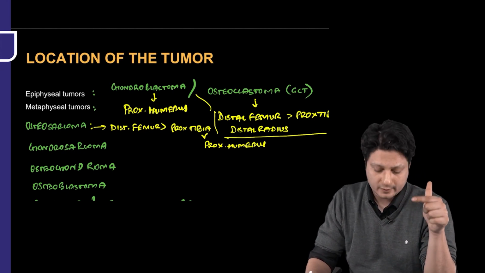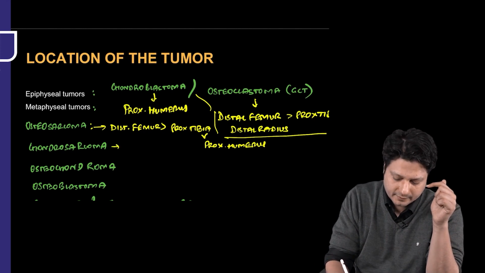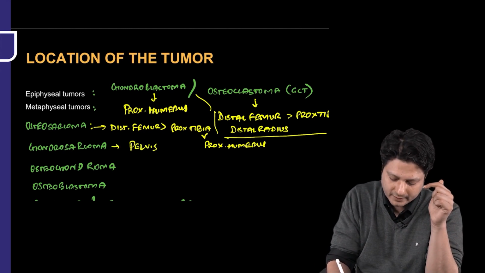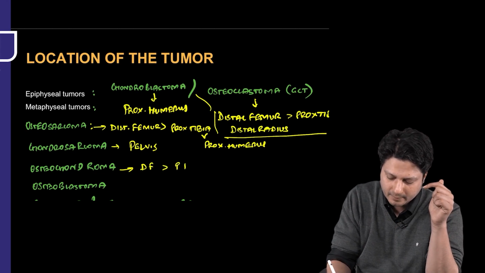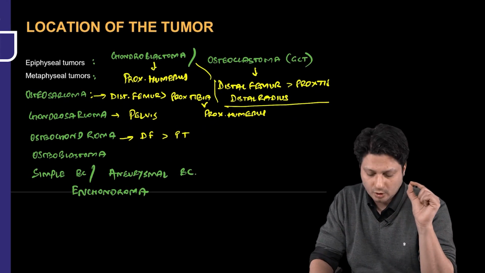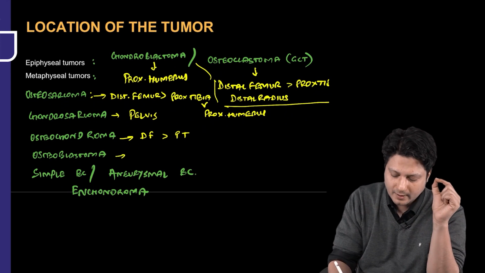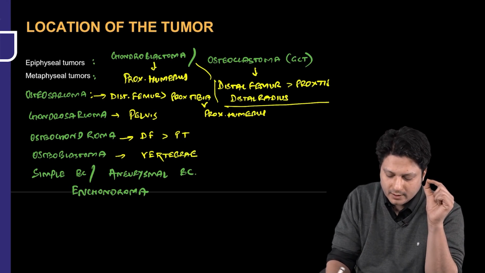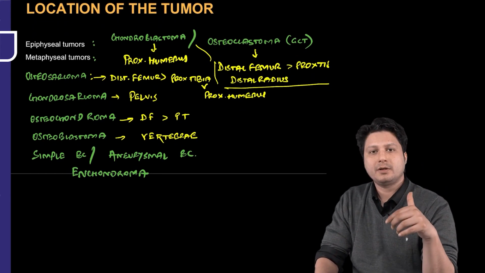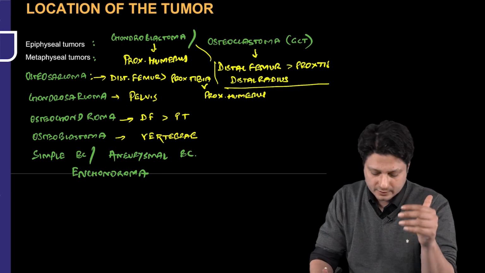Next comes chondrosarcoma. In case of chondrosarcoma, it is the pelvis which is the most common site to be affected. For osteochondroma, it is again the distal femur and proximal tibia. These are the two most common sites to be affected. For osteoblastoma, it is the vertebrae, that means the thoracic vertebrae, the most common site to be affected. For simple bone cyst, it is the proximal end of the humerus, the most common site.